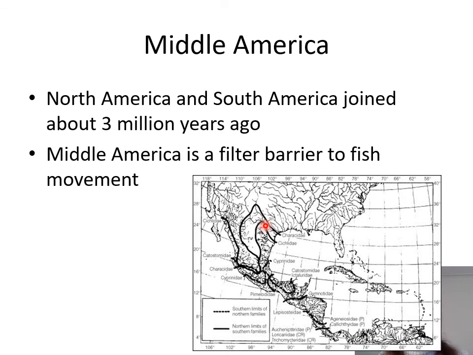It acts as a filter barrier to movement. We see this with fishes. So this map shows you the northern limits of southern families, how far up they've made it. We've got 2 that have made it up to kind of the Rio Grande area, right around the Mexican-US border. And we have a few that have made it from the southern limits of our northern families with the dotted lines. A few have made it down to about the Costa Rica area. So you can see where they're moving, and we get this interesting mix of species.